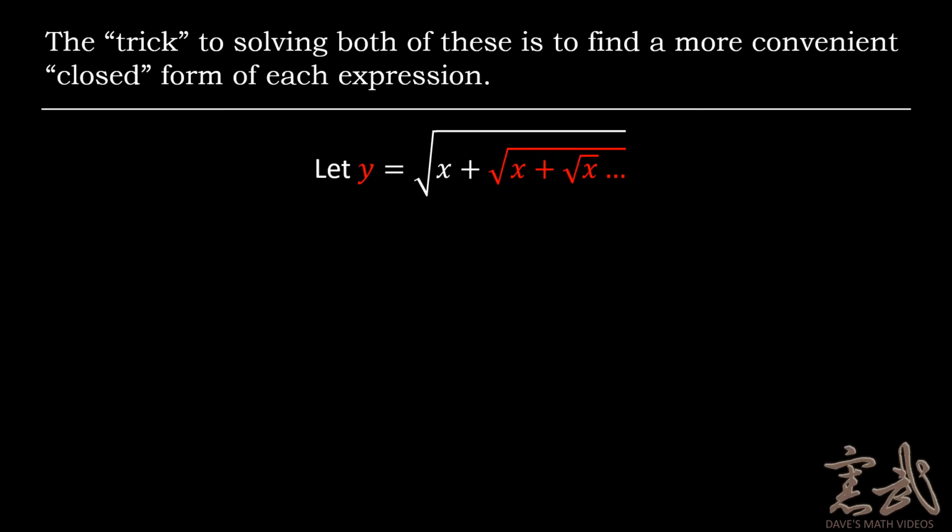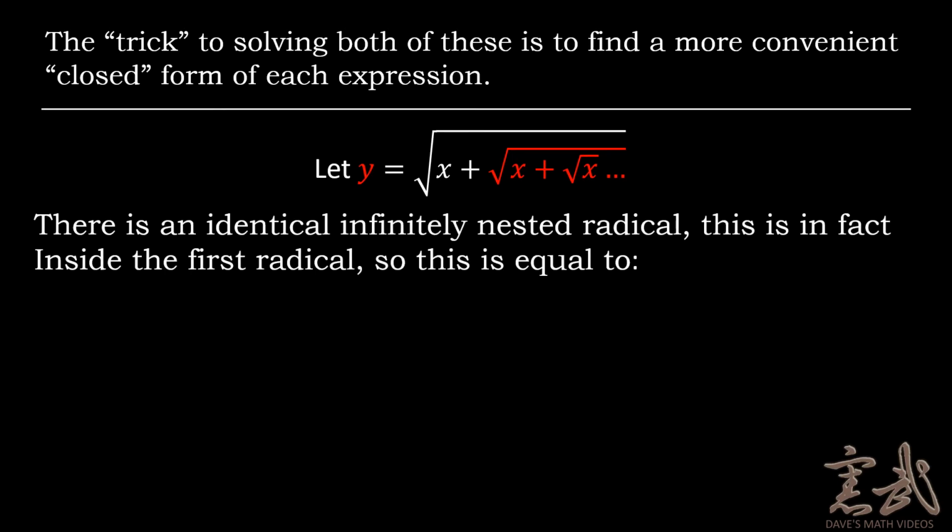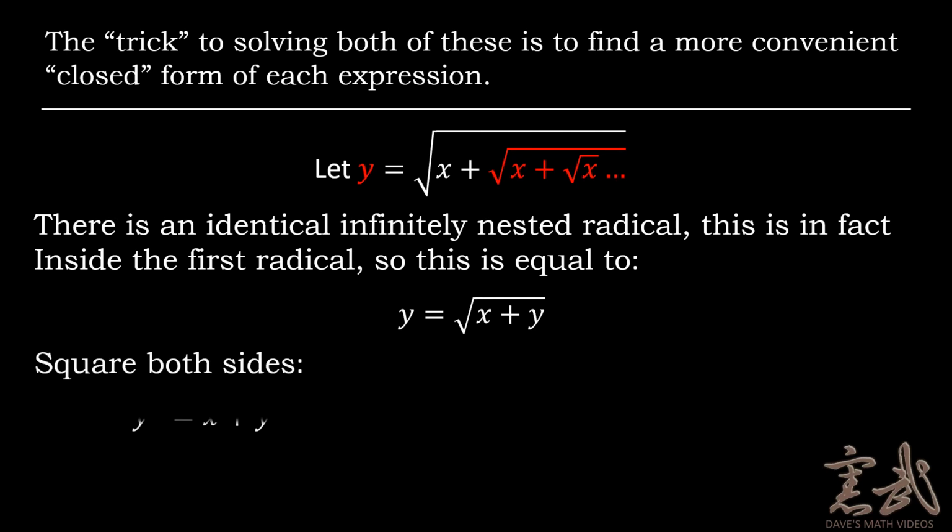Why do we want to do this? Well, we can realize that since this is an infinitely nested radical, there is in fact another infinitely nested radical inside the first one. So writing it in this form lets us write y equals the square root of the quantity x plus y. When we square both sides, we will get y squared is equal to x plus y. And then moving the y to the right-hand side, we will get y squared minus y is equal to x. And finally, moving the x, we will get y squared minus y minus x is equal to 0.